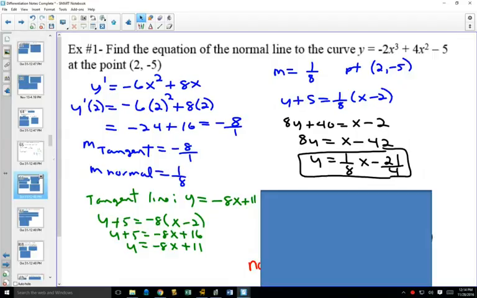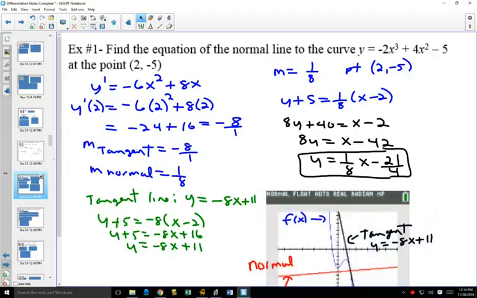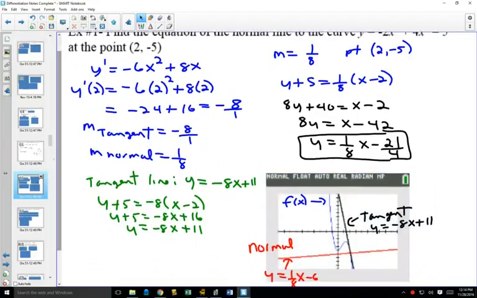And if we want to see what this looks like graphically, our original equation was a cubic function. In black there we have our tangent line, and then our normal line is at 90 degrees.